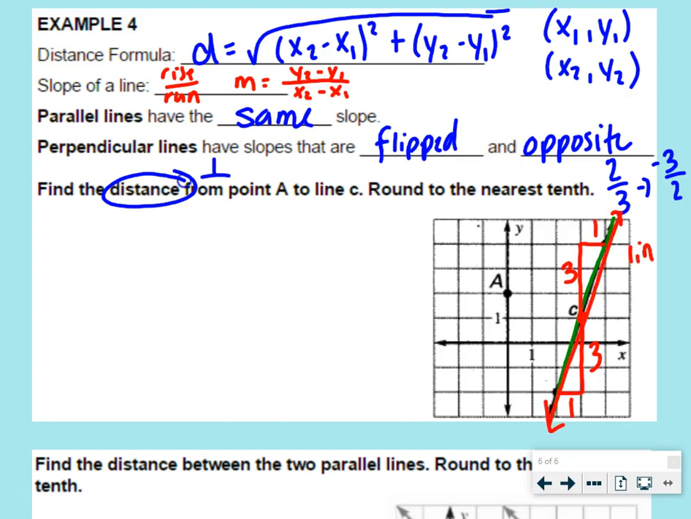So line C has a slope of 3 over 1. So the perpendicular line would have a slope that is flipped, 1/3, and opposite. So at point A, we're going to use that slope to form a line. We're going to go down 1, over 3. Down 1 over 3 would be off the graph, and then we can go up 1, left 3. Graph that line.